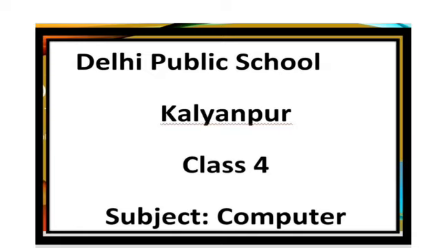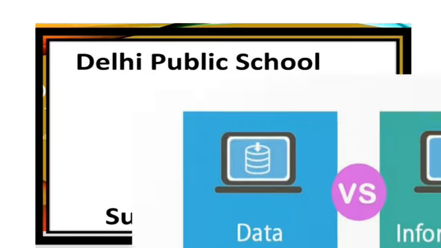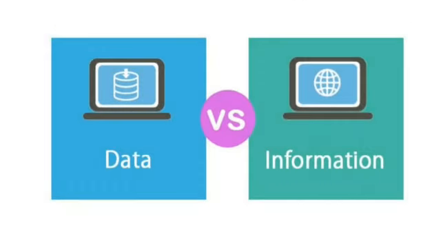In our previous module, we learned what is data and information. Hope you all remember. Let's recall once. Data is a collection of raw facts and figures, and such processed data is known as information. Today, we will study different data storage units.